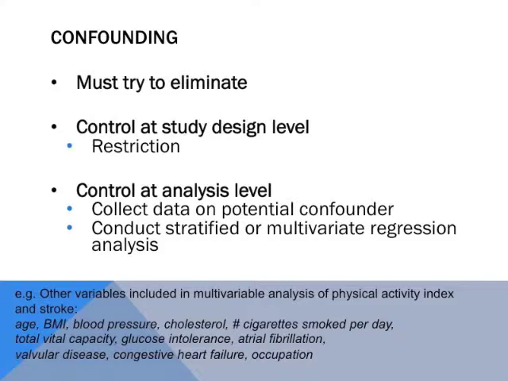Investigators must try to eliminate or control for the influence of confounding. This might be done through restriction or at the analysis phase through a stratified or multivariate regression analysis. In our example, the investigators used some restriction by only including adults over the age of 30 and up to 62, and they adjusted for age, BMI, blood pressure, cholesterol, number of cigarettes smoked per day, total vital capacity, glucose intolerance, atrial fibrillation, valvular disease, congestive heart failure, and occupation in the multivariate regression analysis.